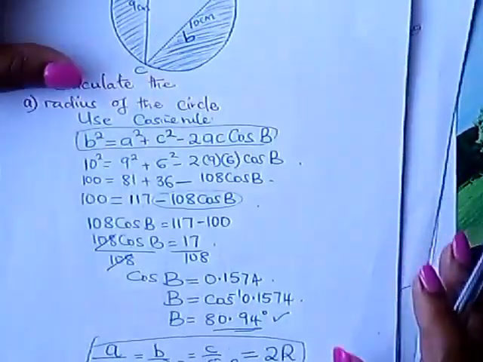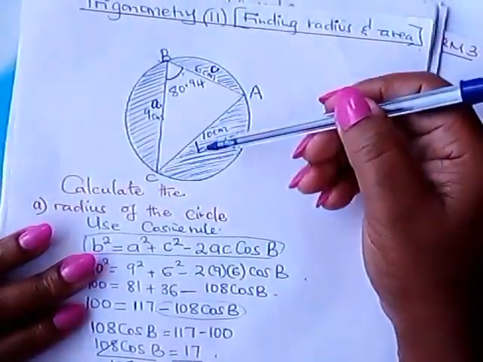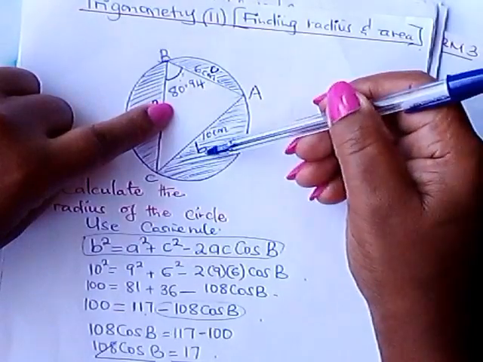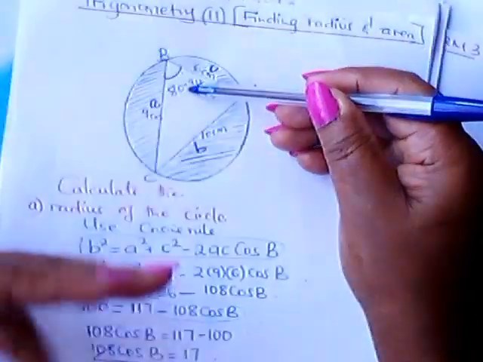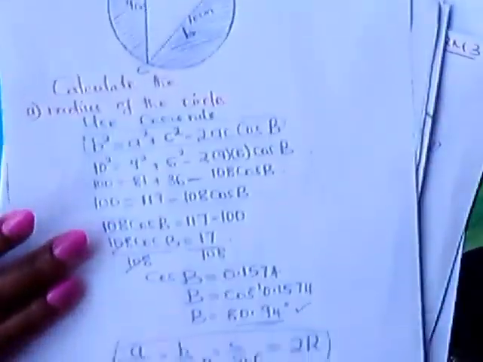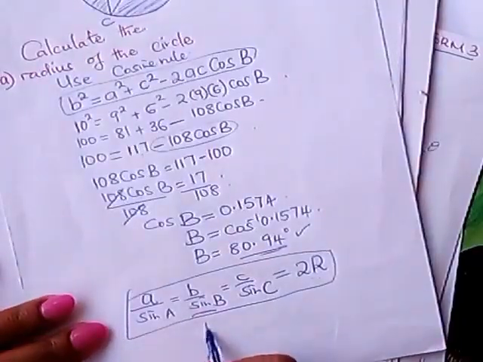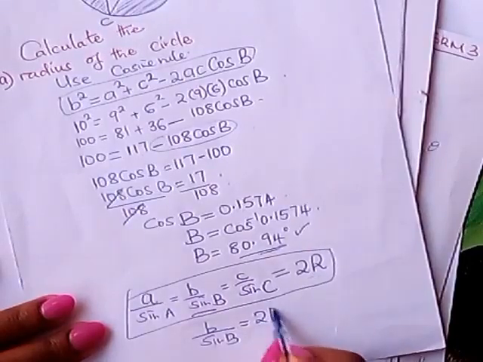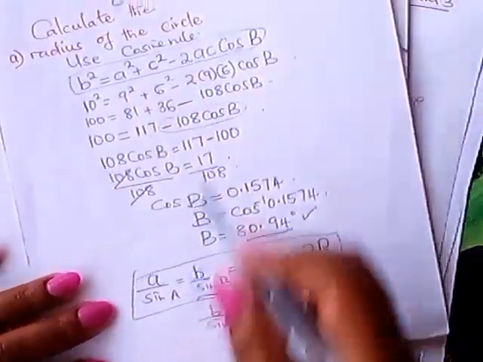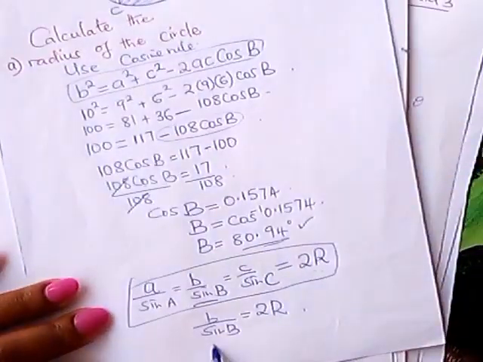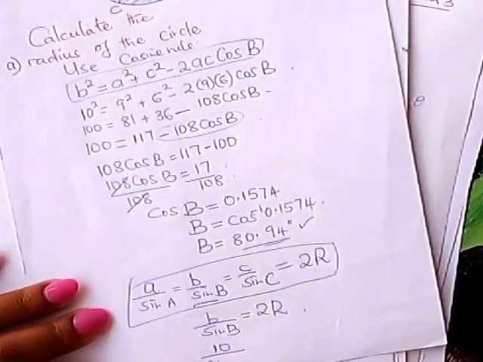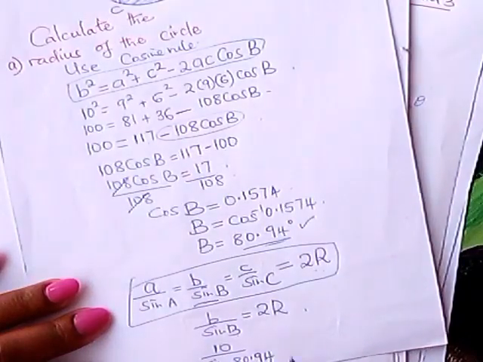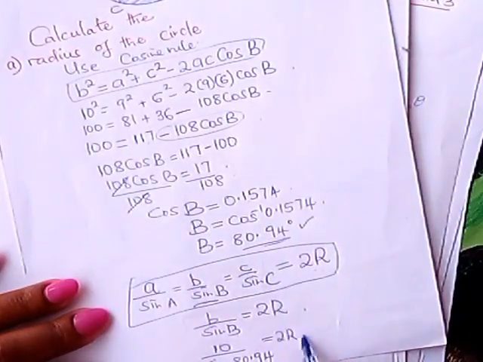We have B, we can use this, B over sine B is equal to 2R. And therefore from there we will get our answer. So B over sine B, learner, is equal to 2R. So what is our B, learner? From our diagram, our B is 10. So 10 over sine of B, which is 80.94, is equal to 2R.